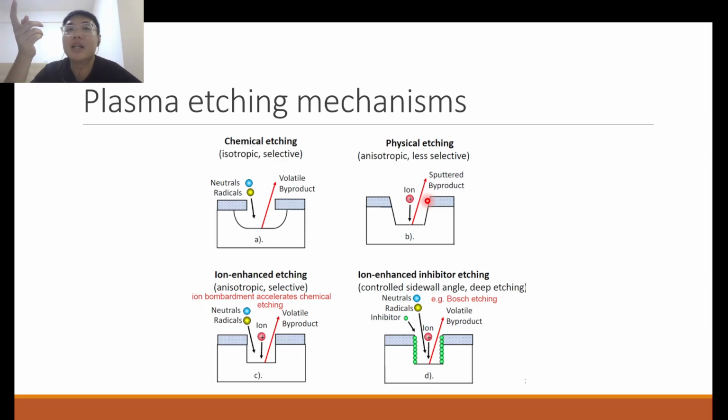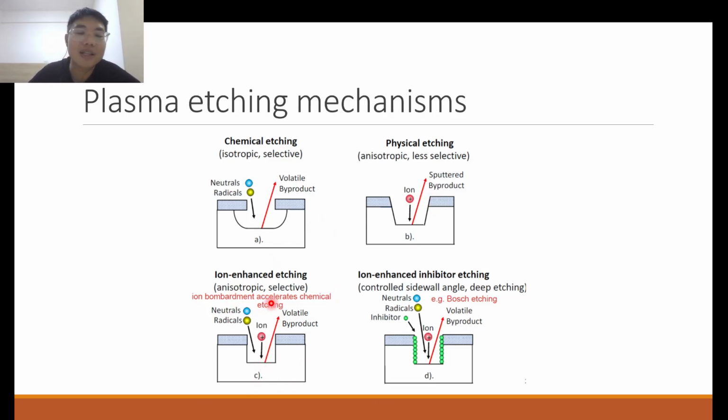case it's like shooting a cannonball at the wall. I don't care if your wall is made out of bricks, made out of concrete, or made out of wood. If your cannonball is fast enough, it can demolish all three walls, right? So it has less selectivity. As long as the ion energy is high enough, almost any material can be sputtered, and many materials are sputtered at similar rates also. So there's not much selectivity that we can see here.